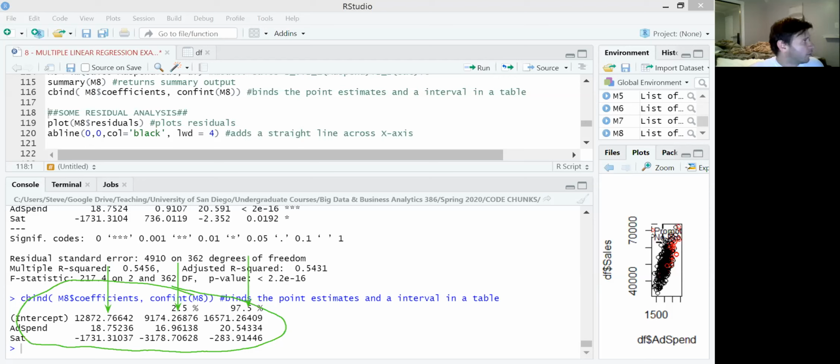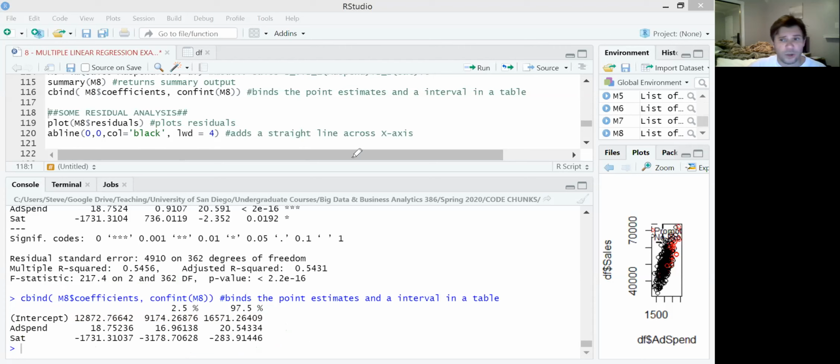So we can see here, for example, if you look at the intercept term, we have the confidence interval centered at about 12,872, but the lower bound goes down to about 9,174, all the way to the upper bound of about 16,571. So again, pretty easy here in R to build that model, boom, immediately get your confidence intervals associated with those parameter estimates, with those beta values.